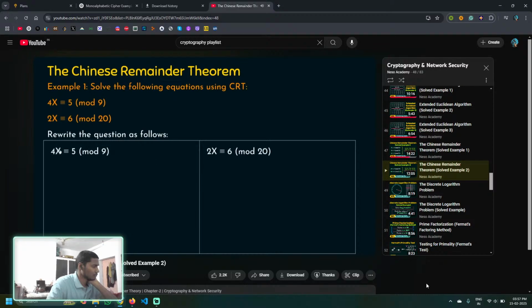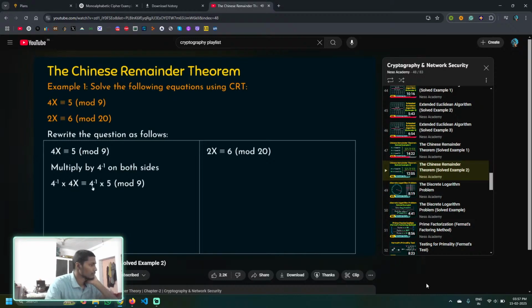If you want to make x here, what do we need to do? We need to multiply by 4 inverse, right? Is it okay to multiply 4 inverse only on one side? No, that will affect the equation. So we multiply 4 inverse on both sides. We get 4 inverse into 4x, then 4 inverse multiplied by 5, mod 9. So 4 inverse into 4 obviously gets nullified, we get x.